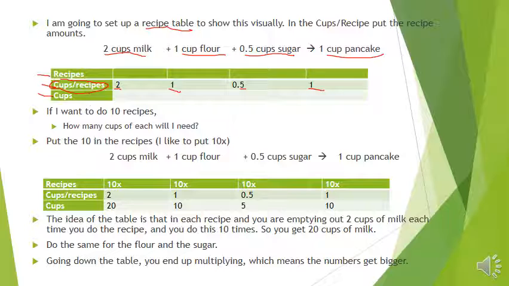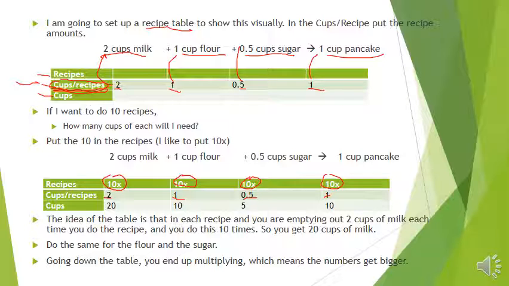So let's go back to the first problem. If I want to do 10 recipes, how many cups of each will I need? Well, we just did that in thinking. Now let's use the diagram, right? So what I'm going to do is put 10x in the recipes. Whenever you come up with your recipe table, make sure you put this in. Cups per recipe, that's the same as these values here. So these are unchanging. So I have 2, 1, 0.5, and 1.